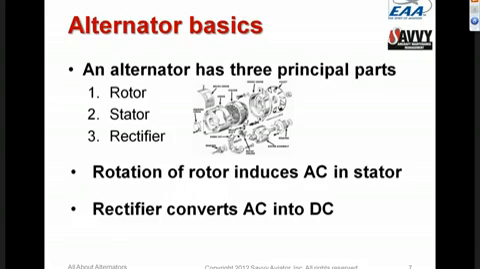But at any rate, the alternator has three principal parts. It's got a rotor, which is a rotating magnet driven by the shaft that sticks out of the alternator and is typically driven by the engine. There's a stator, which is a big coil of heavy wire in which the alternating current that the alternator generates is induced. And then there's a rectifier assembly consisting of silicon diodes to convert that AC into DC.